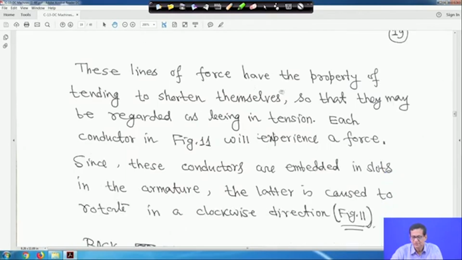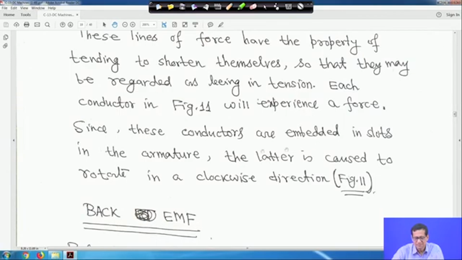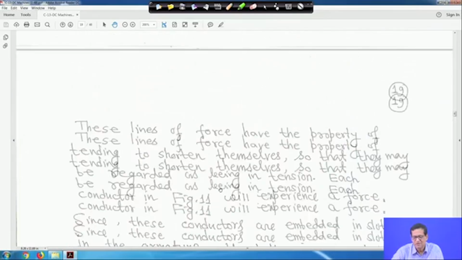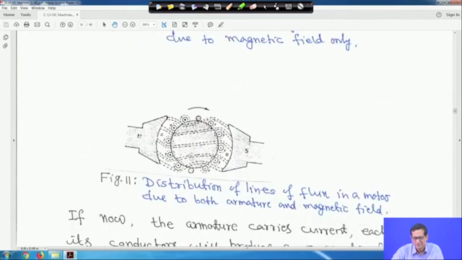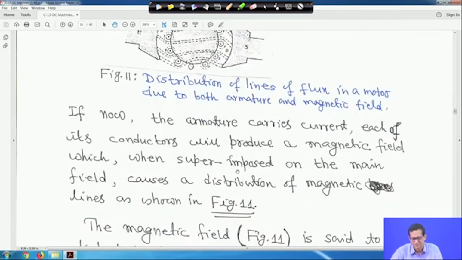So, these lines of force have the property of tending to shorten themselves, so that they may be regarded as being in tension. Each conductor in figure 11 will experience a force, as I told you. Since these conductors are embedded in slots in the armature, the latter is caused to rotate in a clockwise direction, as I told you. So, it will rotate in the clockwise direction, and these conductors are placed in a slot.